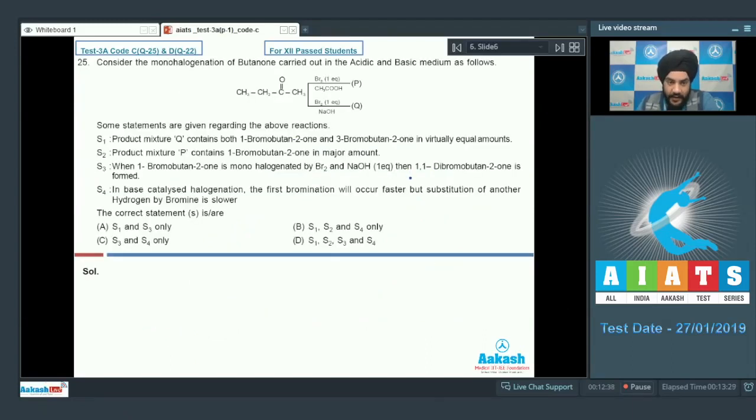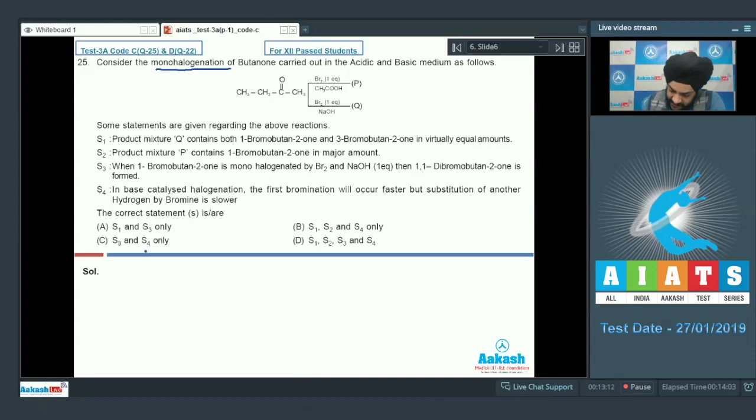Question number 25. Consider the monohalogenation of butanone carried out in the acidic and the basic medium as follows. So the examiner has given us a reaction in which the monohalogenation of butanone is carried out once in the acidic medium to lead to the formation of P, and the halogenation is carried out in the basic medium leading to the formation of the product mixture, which is Q. So the examiner seems to be interested in the products P and Q. So let's try and figure out the products P and Q.